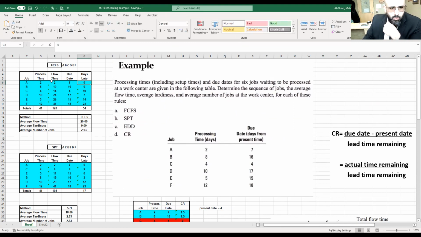No, we're going to finish it in 2 days, for example, on day 2. And the due date is 7, so there's no late here. For B, we will know that job A will finish, and then we'll be moving to job B, which will take 8 days. So if we're going to start with B after A, that would be 10.